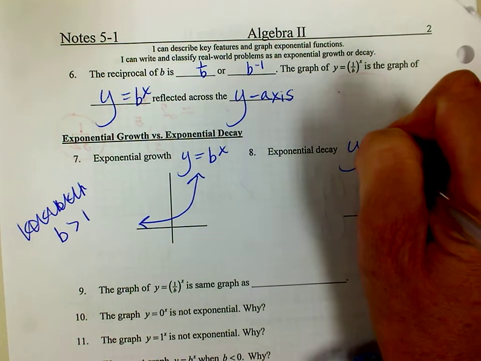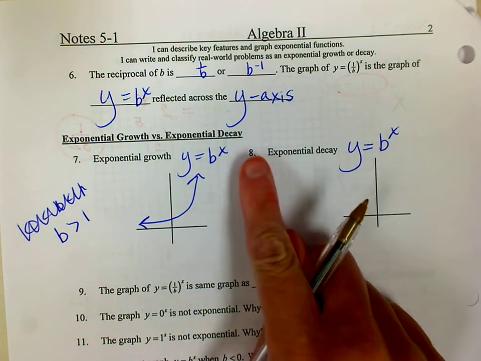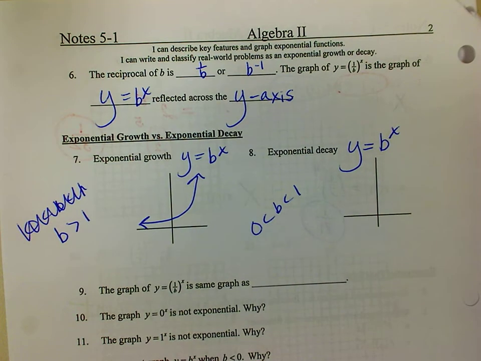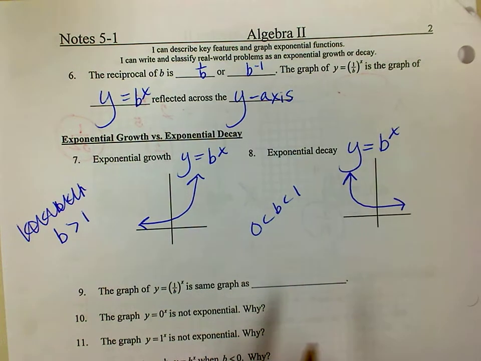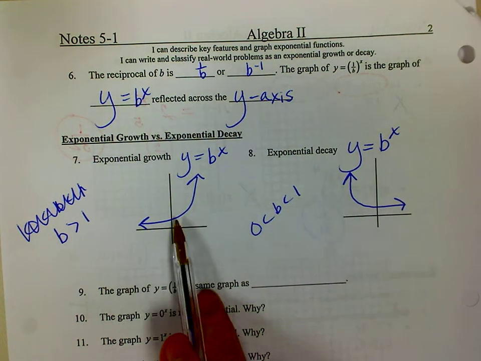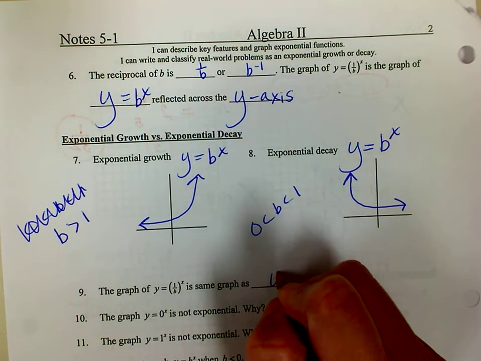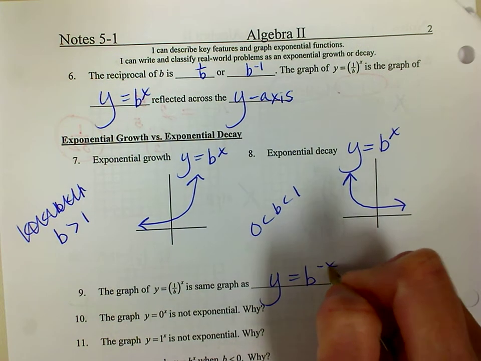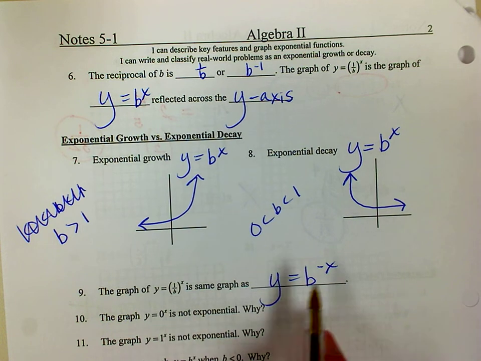Exponential decay, well, they pretty much look the same, except this time my base is going to be in between 0 and 1. So this would be exponential decay. So as you can see, they just reflect, they look the same, but they're flipped. They reflect over the y-axis. So the graph of (1/b) to the x is the same as y equals b to the -x, because I just see the reciprocal of my base, which is 1/b, and that changes to a positive.